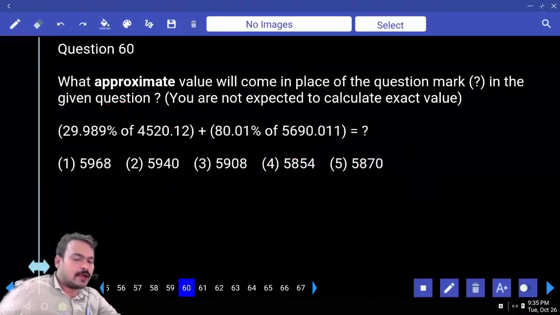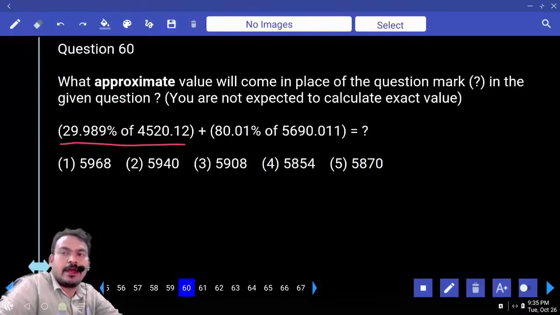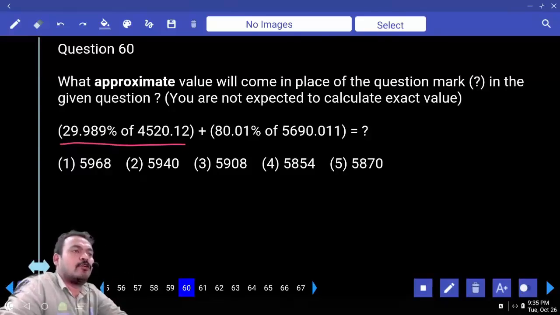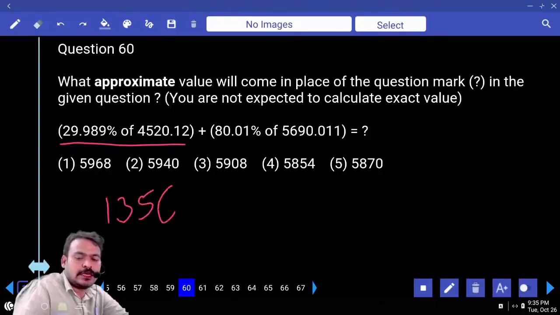First priority, bracket values, or not? 30% of which one, first value? 4520. What is the 10%? 452. 30%? 3 times or 4 times? 3 times. It will be 1, 3, 5, 6.